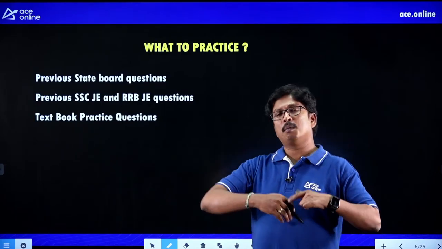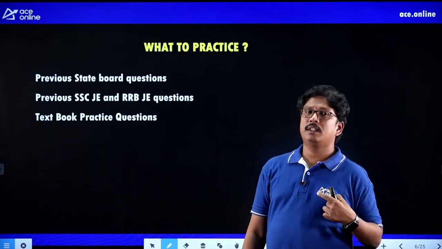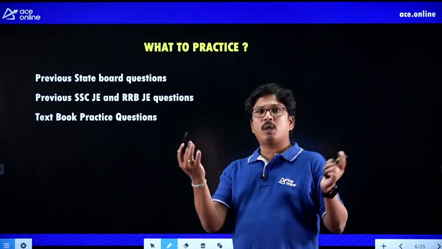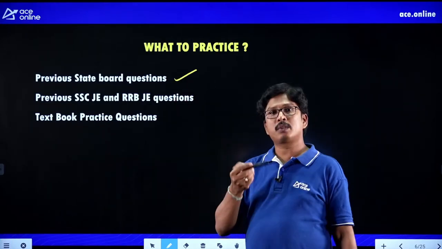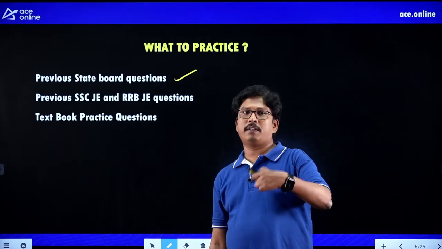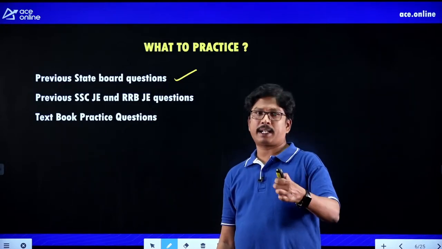We cannot expect more number of questions from utilization of electrical energy in engineering services. But where will we get more number of questions? We can take previous state board questions. TSPSC, APPSC, MPSC, different states are there. So please collect those questions and try to practice them.